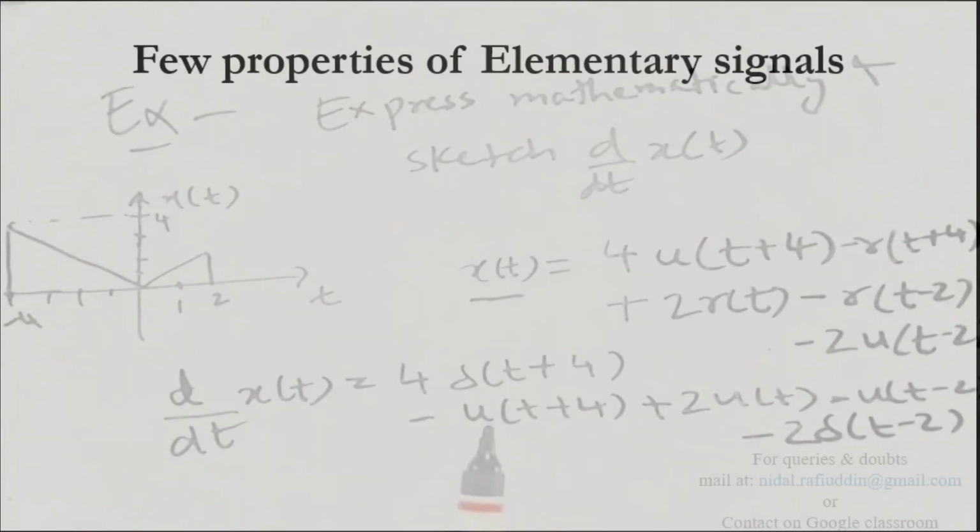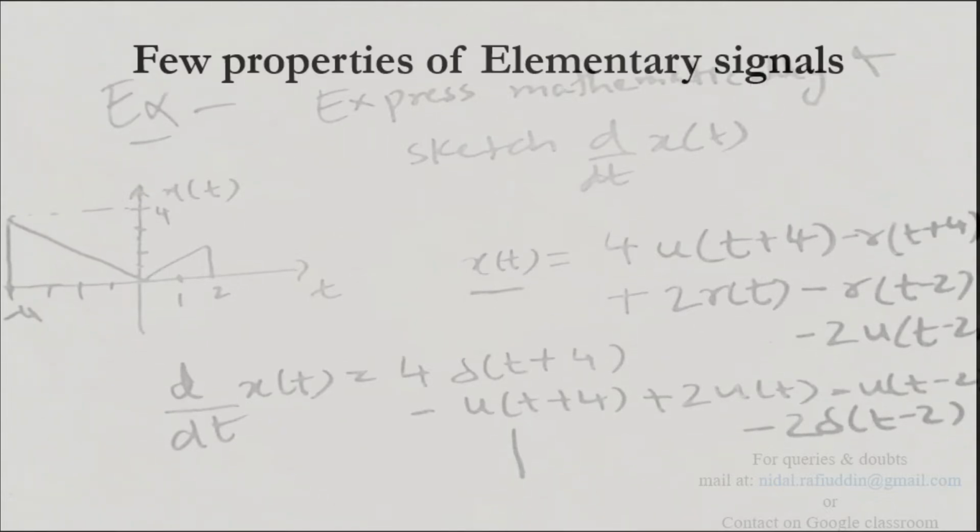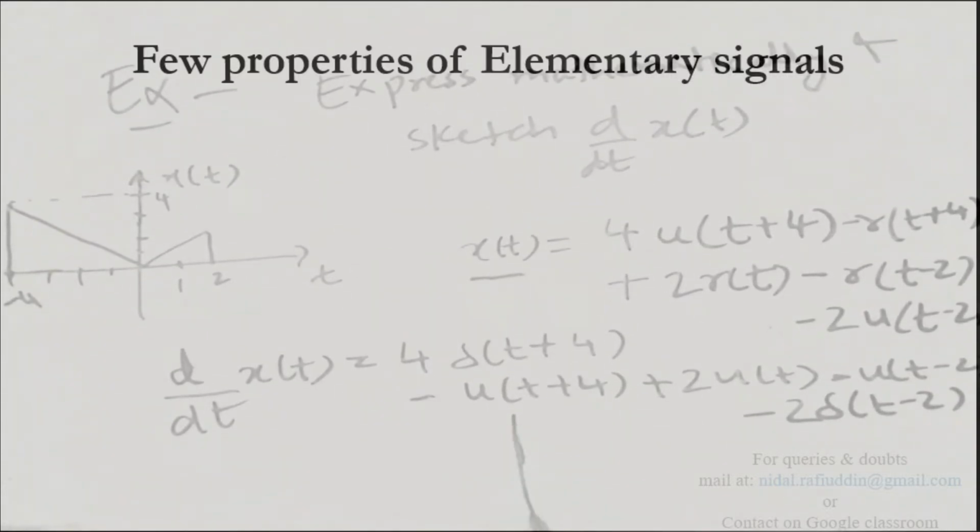We will now be drawing each of these components separately. So let me draw this here. We have a space. 4 delta(t+4) is an impulse that has a magnitude of 4 and will be realized at time t equal to -4. So -1, -2, -3, -4. So this is going to have, not a slope, but simply a magnitude of 4.